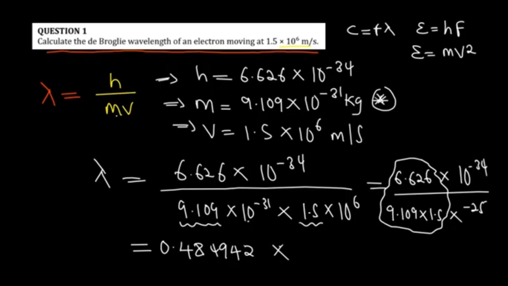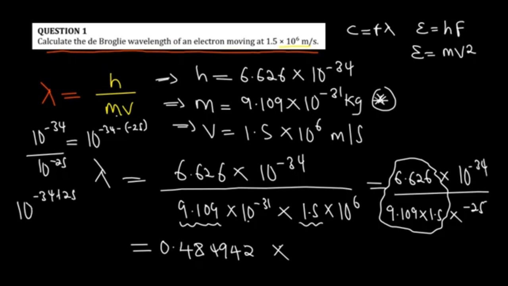and then here I have 10 to the power minus 34 over 10 to the power minus 25. So the bases are the same. So this is the same as 10 to the power minus 34 minus minus 25. So that will just be 10 to the power minus 34 plus 25. So that's what I'll do now. So minus 34 plus 25, I get 10 to the power minus 9.